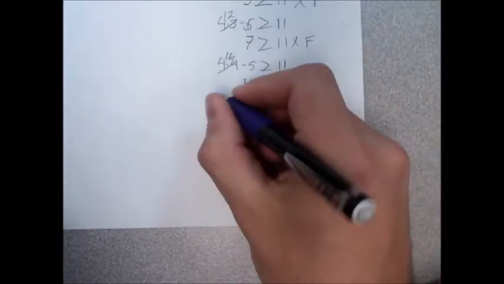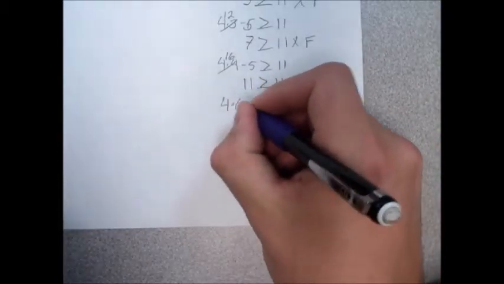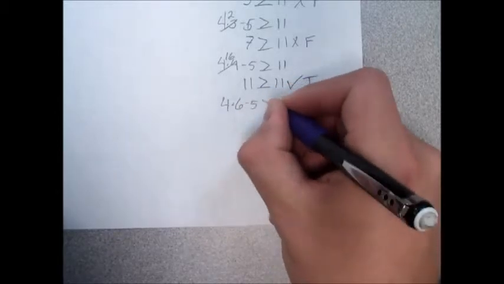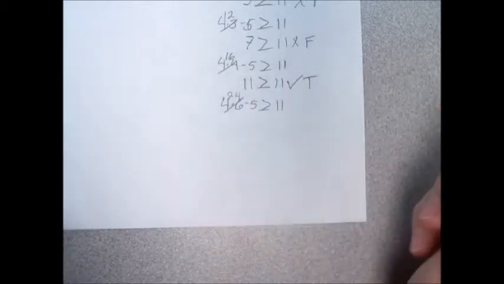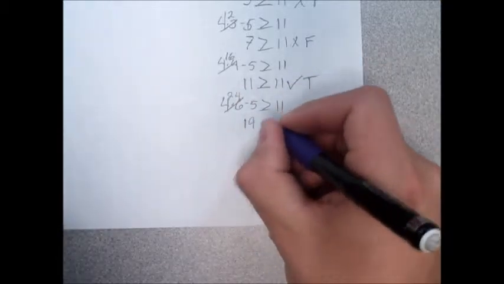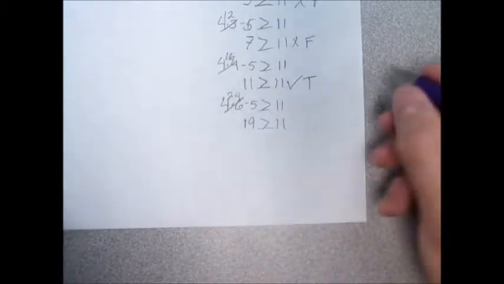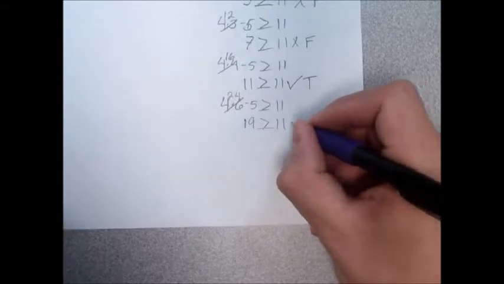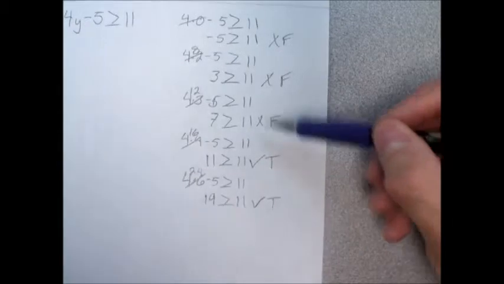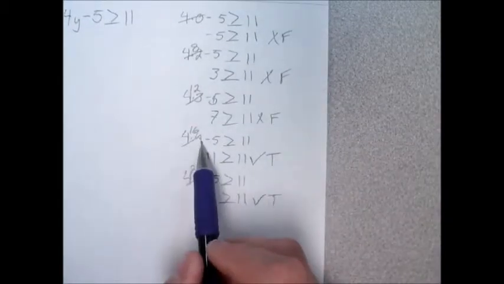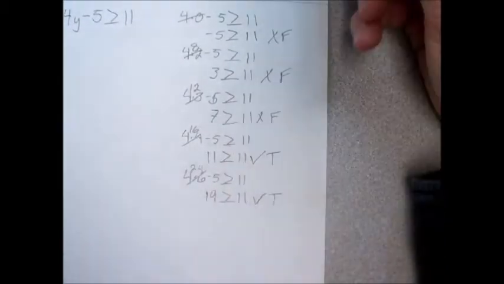Then they give us 6, so 4 multiplied by 6 minus 5 is greater than or equal to 11. 4 times 6 is 24. 24 minus 5 is 19. 19 is greater than or equal to 11. True or false? True. So the ones that are solutions for the problem are the ones that are true. So 4 is a solution, 6 is a solution, but all the rest are not.